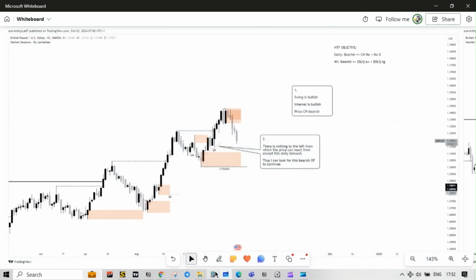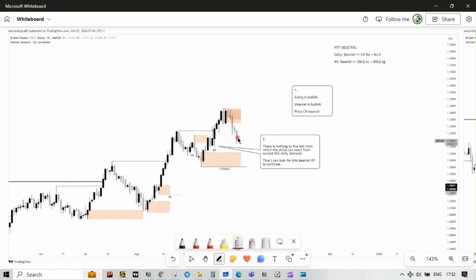So let's start with GU. In daily, the swing structure is bullish, internal is also bullish, and the fractal is also bullish because the fractal low is somewhere here. So price needs to come all the way down to make it CHoCH bearish. There is nothing to the left from which the price can react.